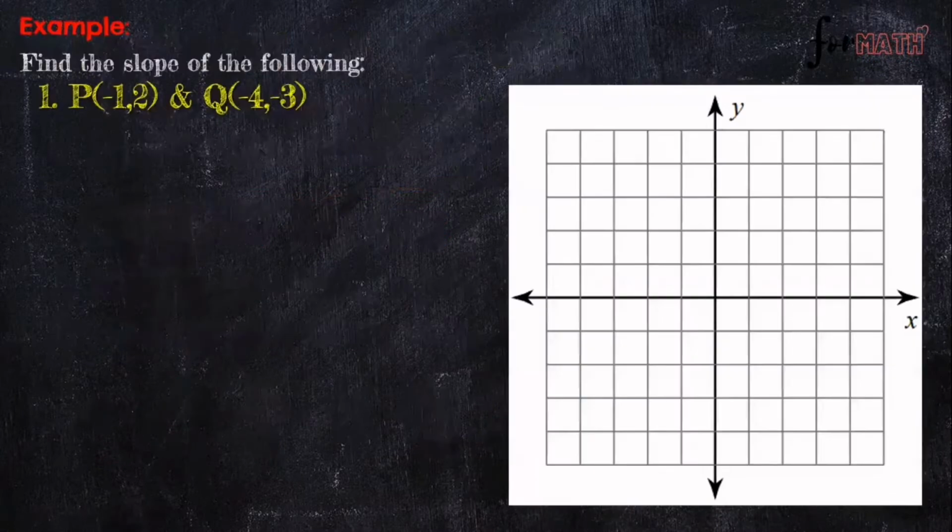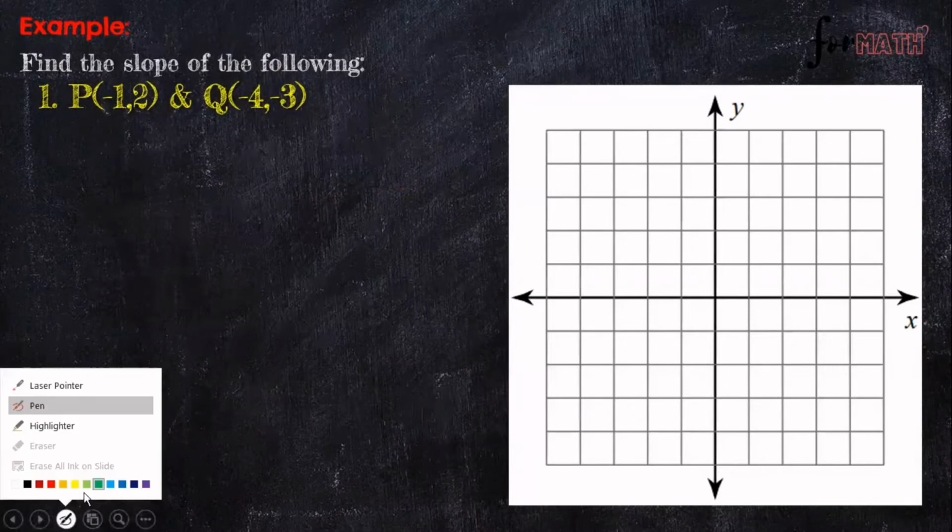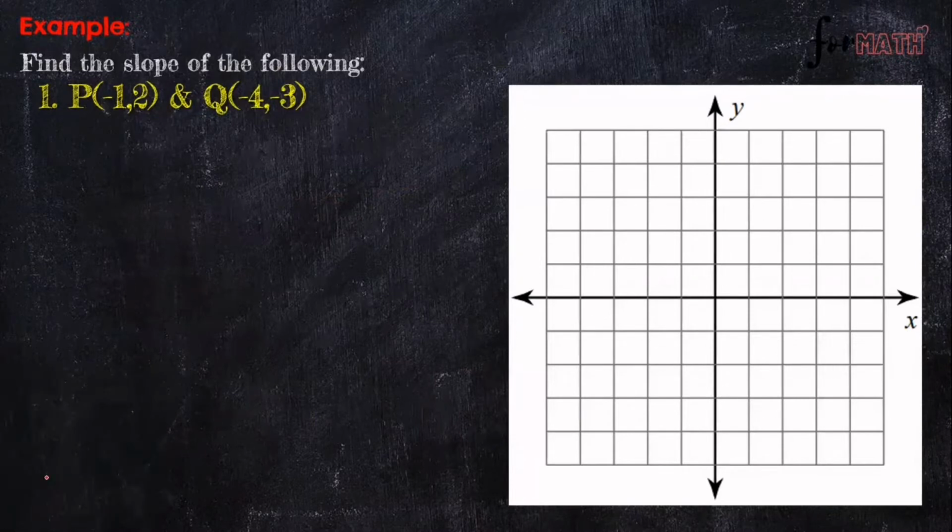Find the slope of the following. Number 1, let P be (negative 1, 2) and Q be (negative 4, negative 3). Pwede natin siyang i-graph for you to see ang itsura ng line nito. When we graph negative 1, start with x and then followed by y, so positive 2. Nandito yung ating point P. And then yung Q natin is negative 4 and negative 3. So 1, 2, 3, negative 3. Nandito yung ating point Q.